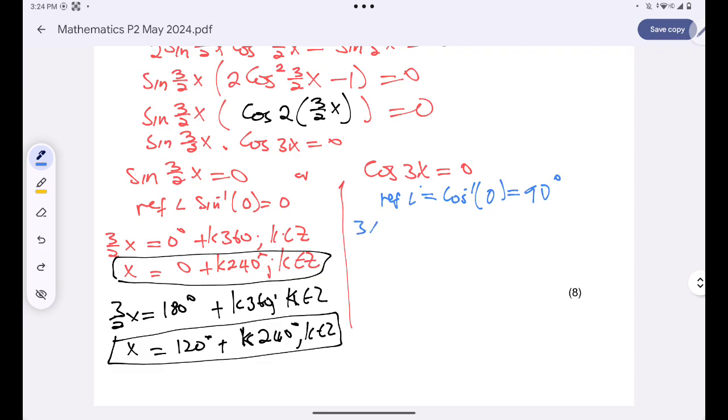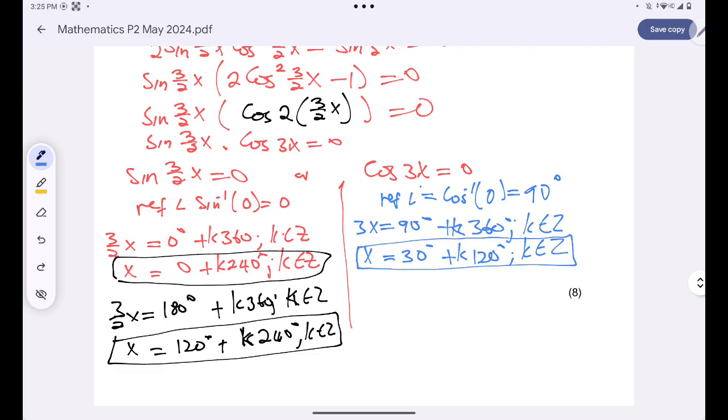So I'll say 3x is equal to 90 plus k 360, where k is an element of integers. Whenever I divide everything by 3, I'll get x to be equal to 30 plus k 120, where k is an element of integers. This is the other set of the general solution.